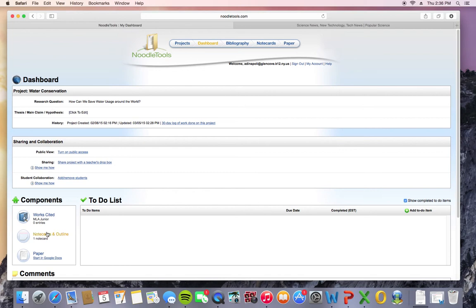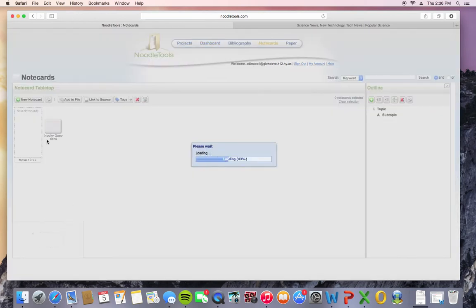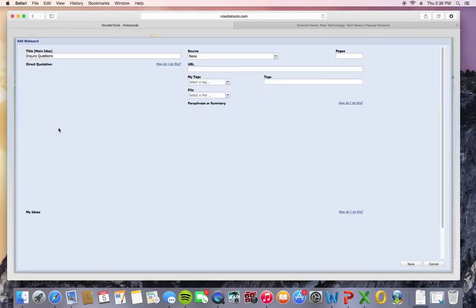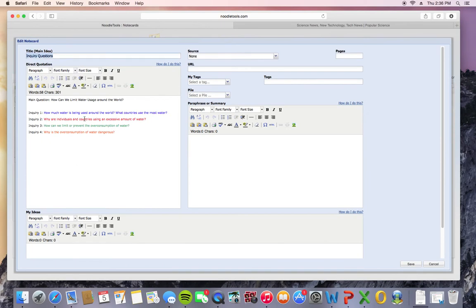If you click on note cards and outline, before I make my thesis, I want to read over again my 4 inquiry questions. So I open up my index card that has my 4 inquiry questions. I'm going to look at my first, second, third, and fourth inquiry. My first inquiry is looking at how much water is used around the world. My second inquiry is why are individuals in the world wasting so much water. The third one is preventing, and the fourth one is it's important to prevent because it's dangerous.